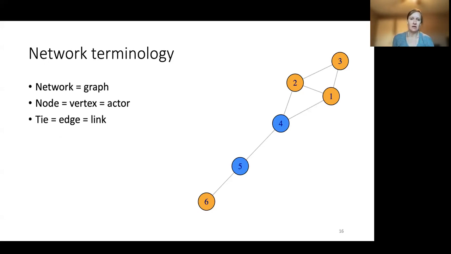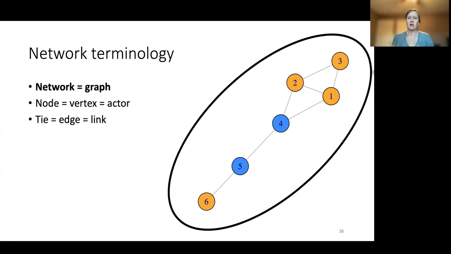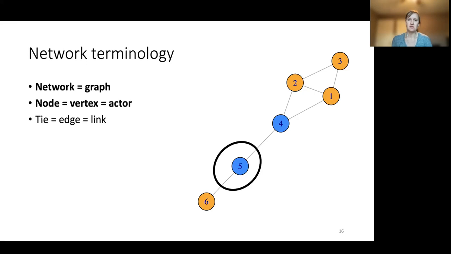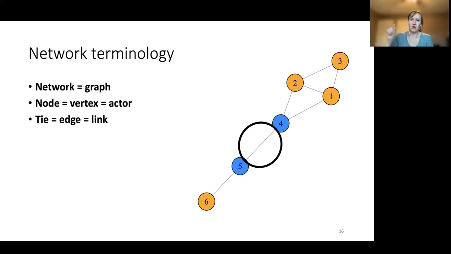A network can also be called a graph. So all of these little circles are different, let's say, different people, and they're tied together by friendships. The nodes in a network can also be called vertices or actors, and in our example here, they are people. And then the ties, called edges or links, are what connect those people, like the friendship between person four and five here.